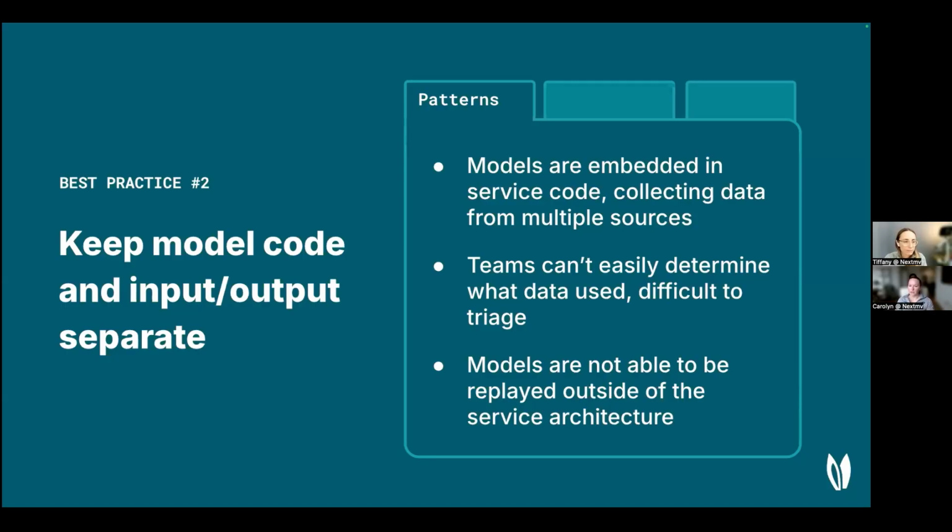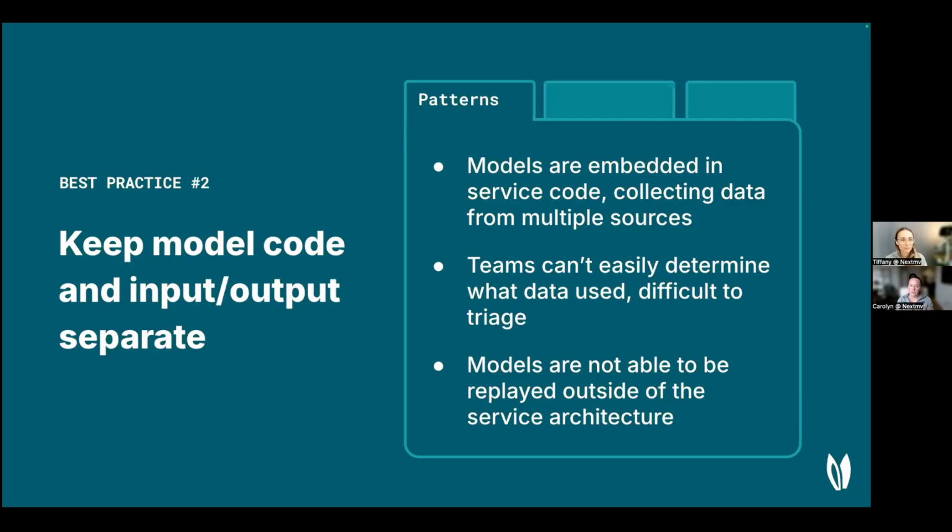And the patterns we see here are that models can oftentimes be embedded into service code. And this is because maybe your modeling team, or you as modelers, are working directly with a software team, and they are taking your code and putting it directly into their service code. This could also be because you are collecting data from multiple sources. And so the API level is to go and reach out to collect those different data pieces, or like the state of the world when you're making your decision, and then passing it to your model code directly in that service.